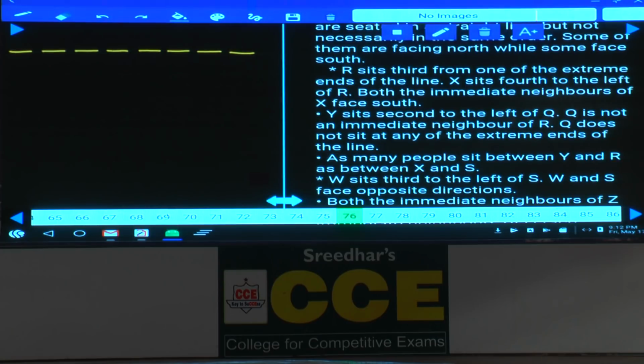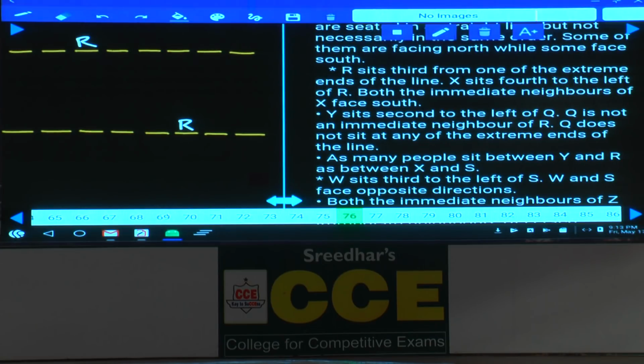Then condition number 1, R sits third from one of the extreme ends of the line. So how many possibilities do we have? 2 possibilities. R can be either from the left extreme or at the right extreme, 3, 4, 5, 6, 7, and 8. Then R sits third from one of the extreme ends. Then X sits fourth to the left of R.